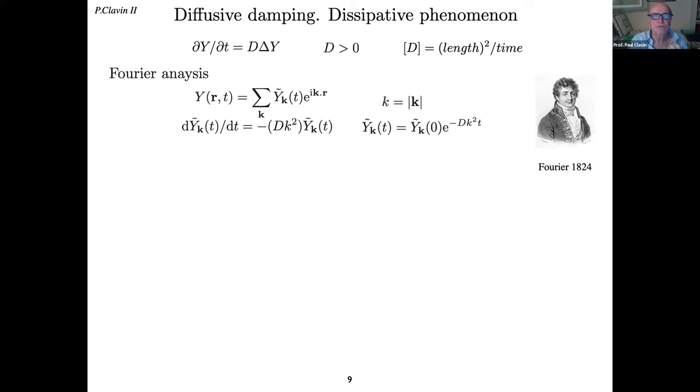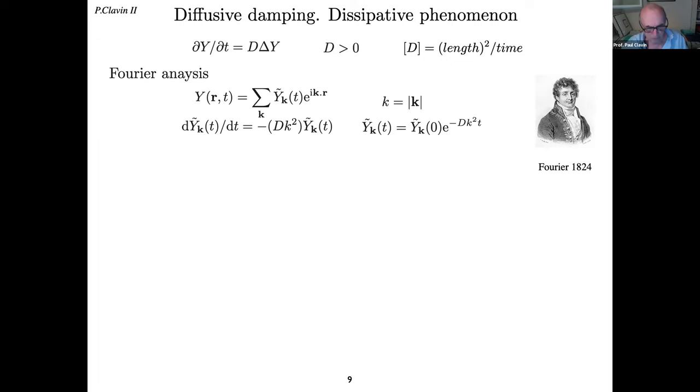If you consider this diffusive equation as Fourier did in the beginning of the 19th century, he did that for the heat, for the temperature, but it is the same for the mass fraction of any species.